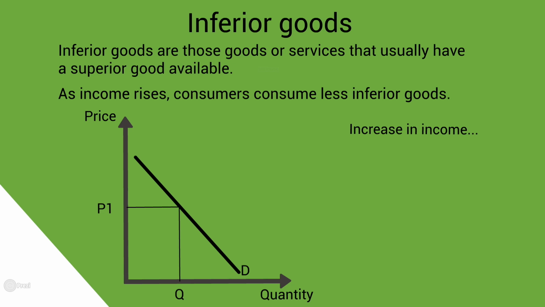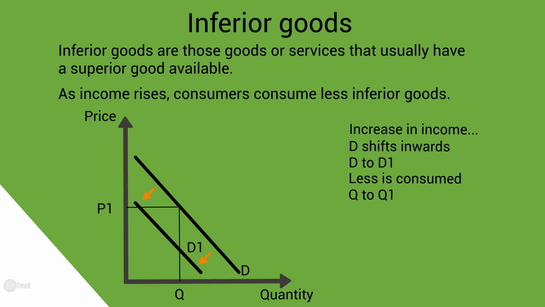This leads to demand shifting inwards, which is from D to D1. If the price in the market was to stay at P1, the new level of demand of D1 leads to a lower quantity being consumed in the market. Now, Q1 is consumed rather than Q.